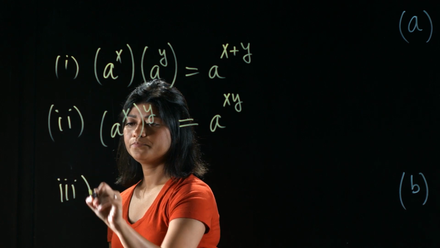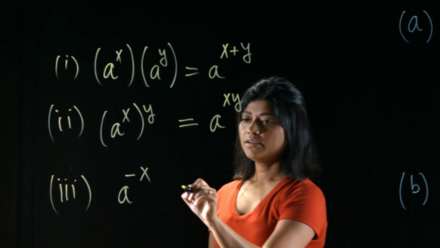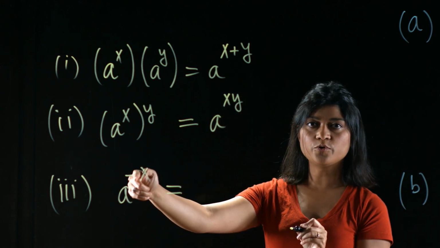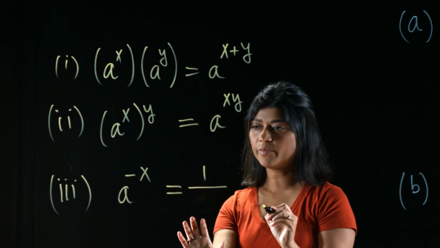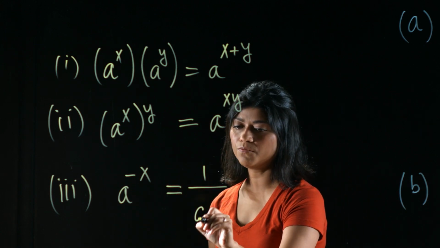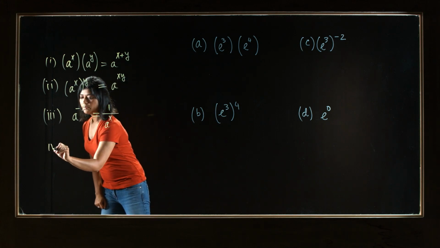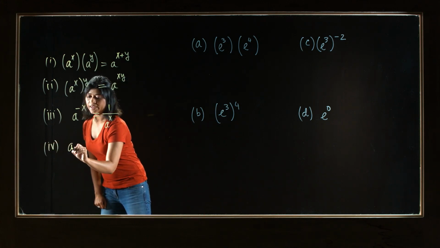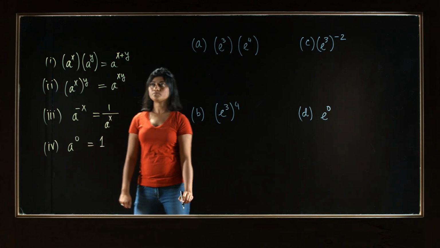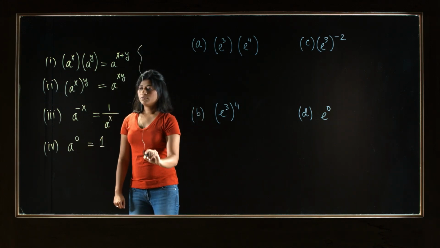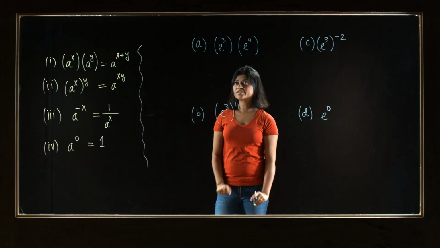Third property, if you have a to the power negative x, then we can make that exponent positive by taking the whole thing in the denominator. So this is same as 1 over a to the power x. And last one, if you have a to the power 0, that is equal to 1. All right, so we can use these properties to simplify our four expressions.